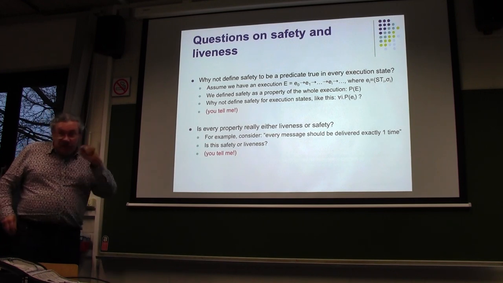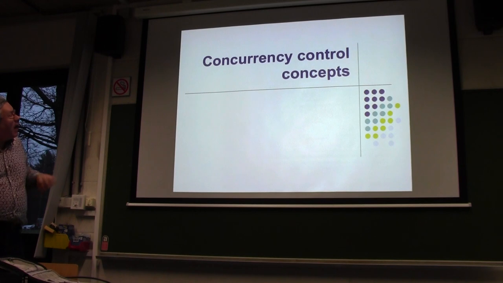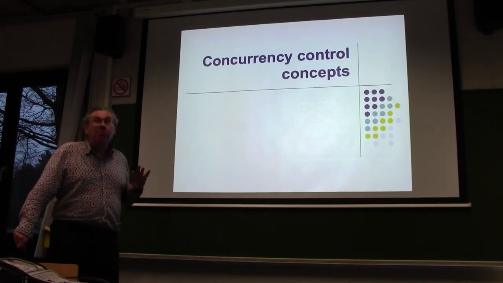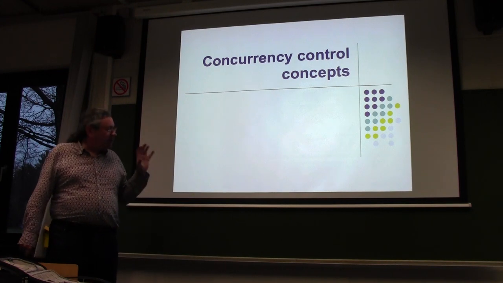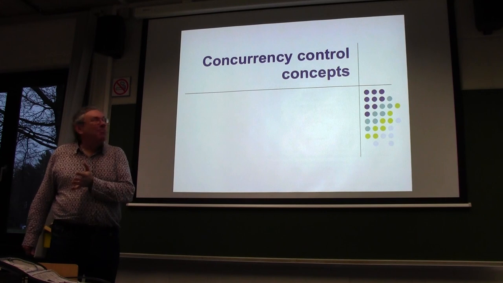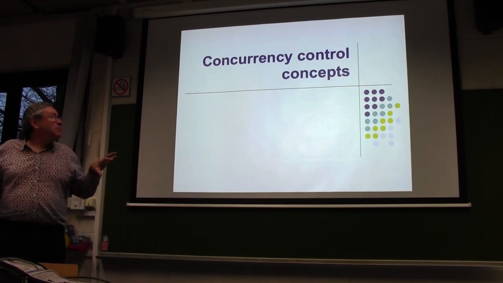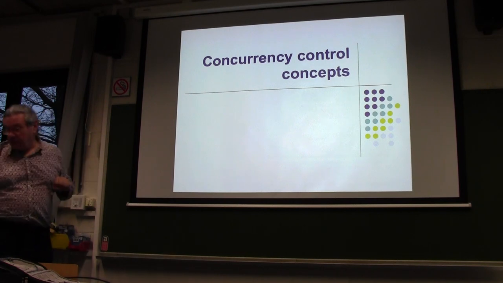So separating into safety and liveness is important. So what we're going to do here, you see the locking is a liveness property. It's a safety property, sorry, and the deadlock avoidance is a liveness property, okay? So they're very separate things, and the mechanisms are very different, okay?